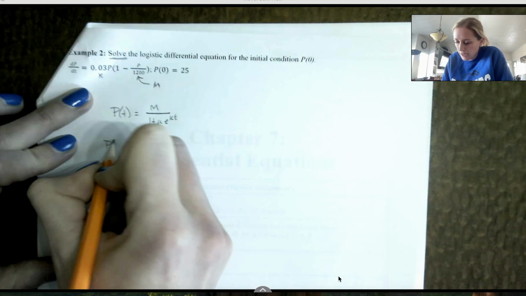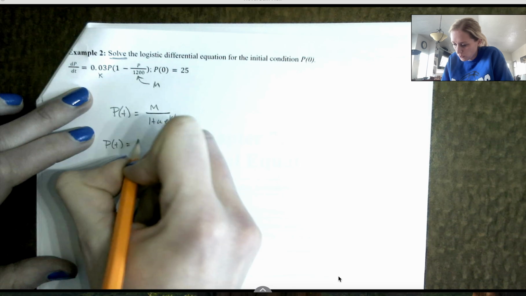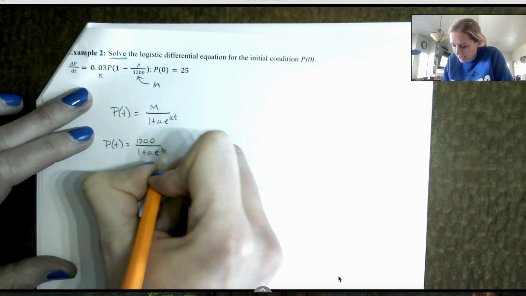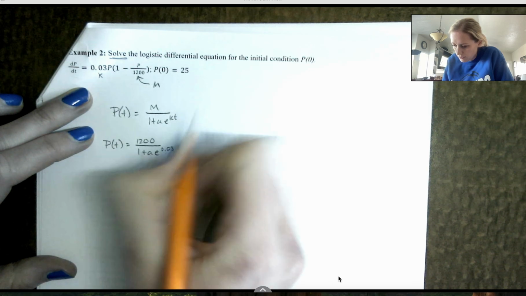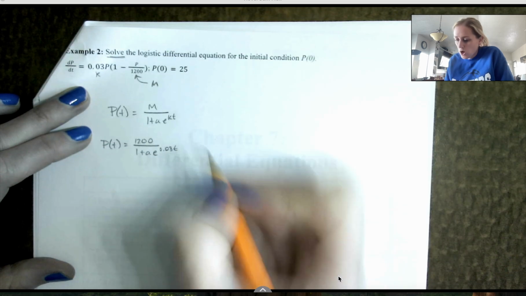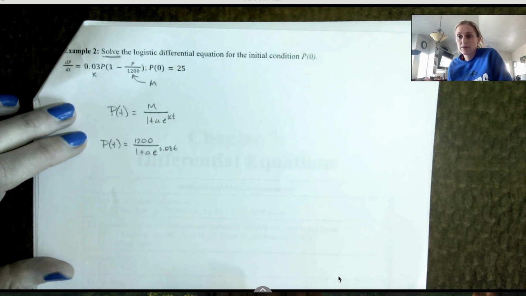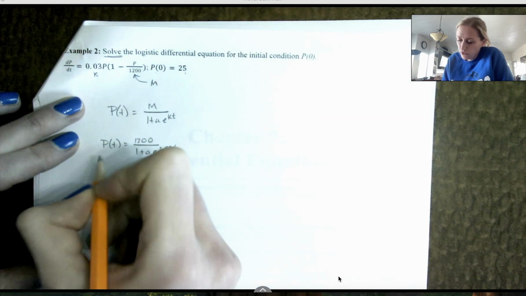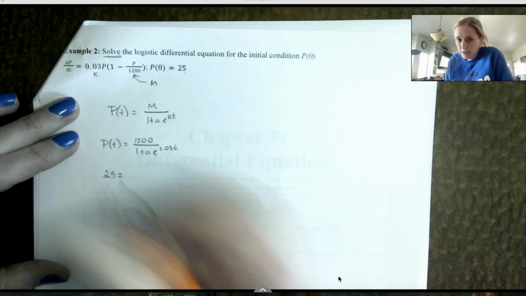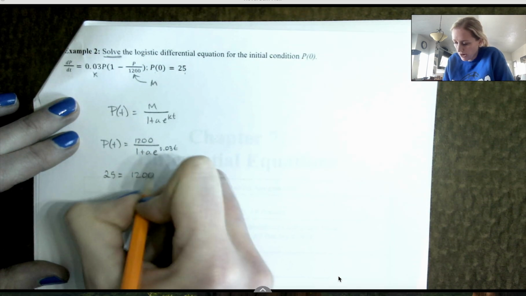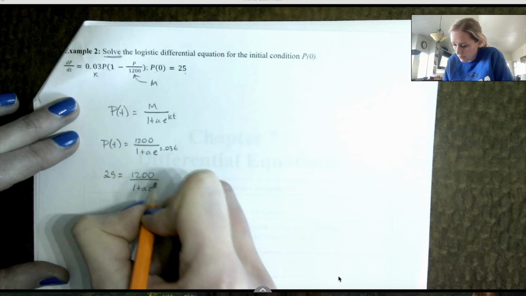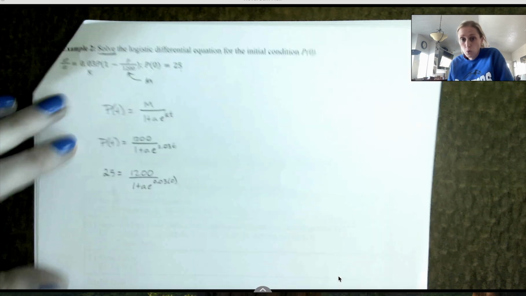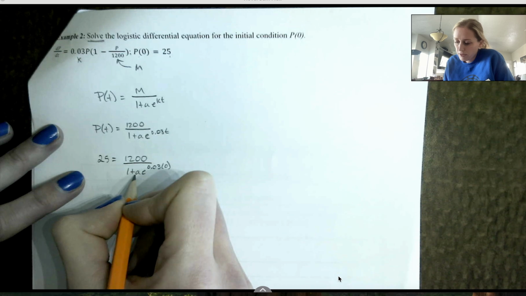So we are plugging in the M, which is 1200, and K, which is 0.03. What we need to solve for here is A, and we're given the initial condition, P of 0 is 25. So we plug in 25 for P of t and 0 for t to solve for A: 1 plus A e to the 0.03 times 0. Again I get e to the 0, which is 1. So we have 1 plus 1 times A.